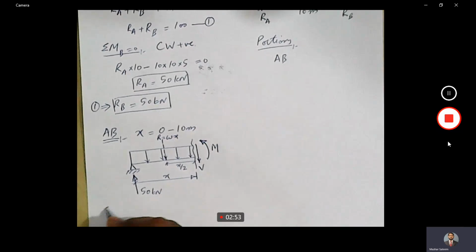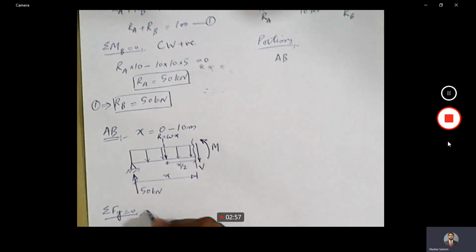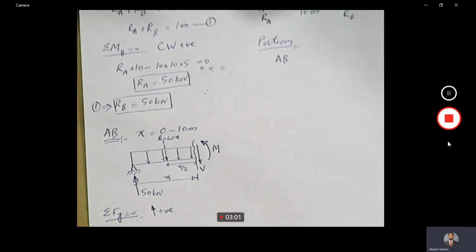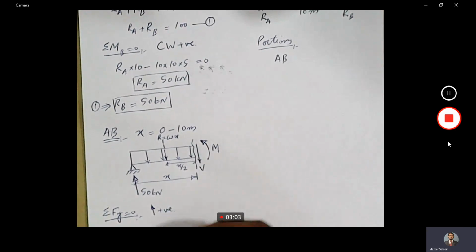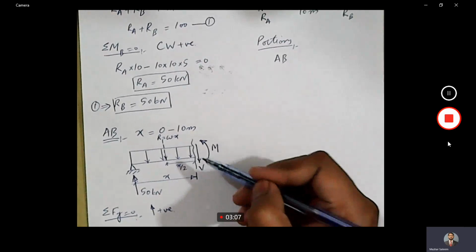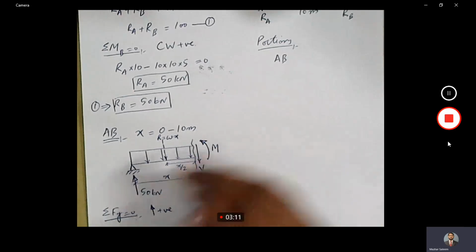Now let's write down the equations for shear and bending moment. So sigma Fy equal to 0, and our convention is that we'll take upward forces as positive. Okay, so upward force is positive. Now let's write down the equation.